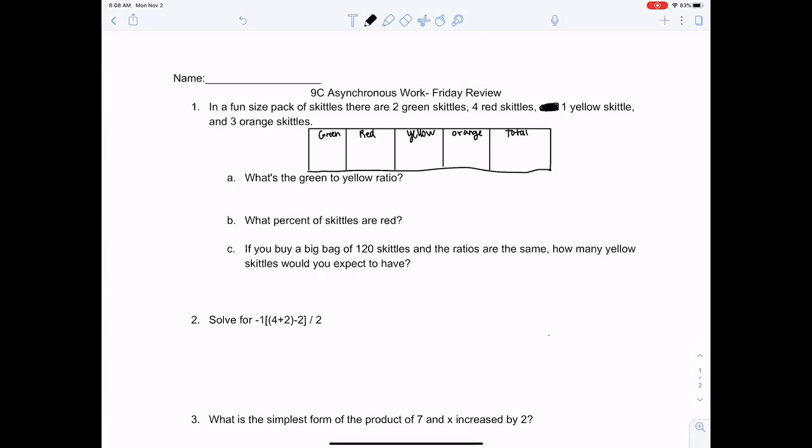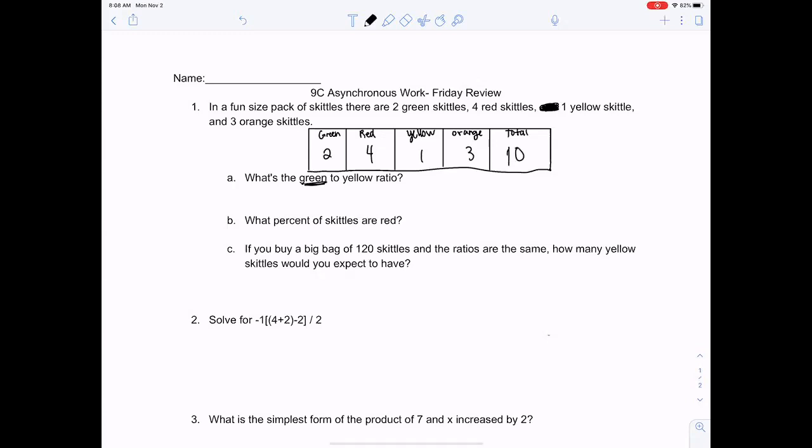So question A is telling us, well, first let's fill this out. We have 2 green, 4 red, 1 yellow, and 3 orange. That gives us a total of 2 plus 4 is 6, plus 1 is 7, plus 3 is 10. So we have 10 total.